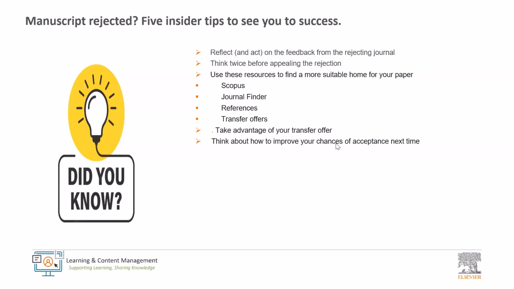It has a lot of useful information, and I have just pasted some important insider tips here. Reflect and act on the feedback from the rejecting journal. That's really important. Think twice before appealing the rejection. The third one to note down is to use the following resources to find a more suitable home for your paper. Refer to the Scopus page. Use the Journal Finder of Elsevier to find better journals. Transfer offers: as I explained some time back, there are a lot of transfer offers available, so go through that and take advantage of your transfer offer. Think about how to improve your chances of acceptance next time.